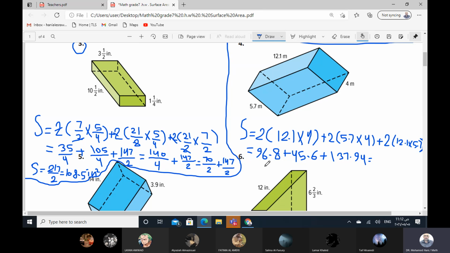Then we can add. We have here 96.8 plus we have here 45.6 plus 135.94. The answer will be 280.34 meter squared.